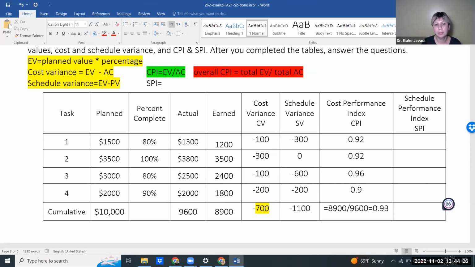Do you remember the formula for that, Michaela? I'm going to put it up here. Everyone, let's see if you remember that. And I'm going to put the overall SPI formula here. That's going to be total.